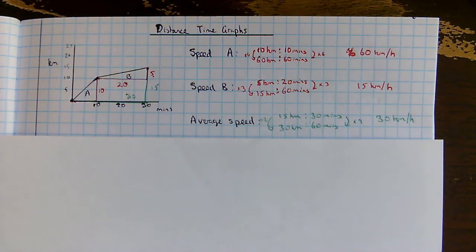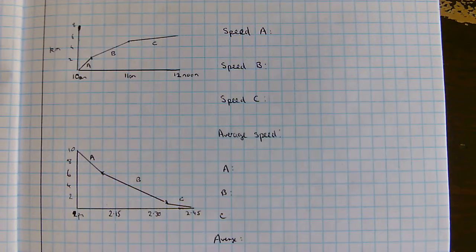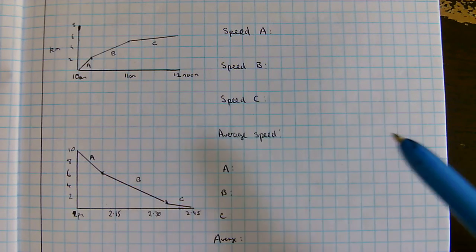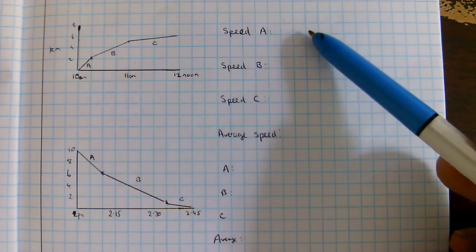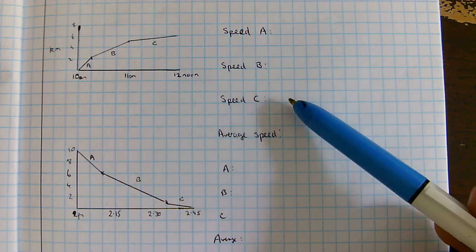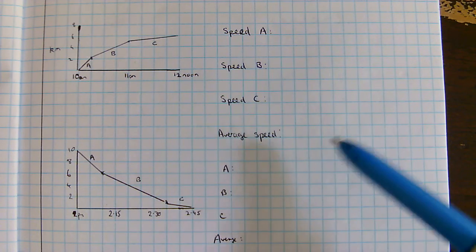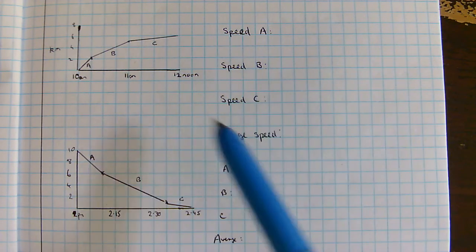Okay, pause the video while you take down the worked example, and when you're ready, go on to a couple of questions yourself. Okay, so 2 questions here. For the first question, there's 3 sections, A, B and C. I want the speed for each section and then the average speed for the whole journey. Be careful about units there.